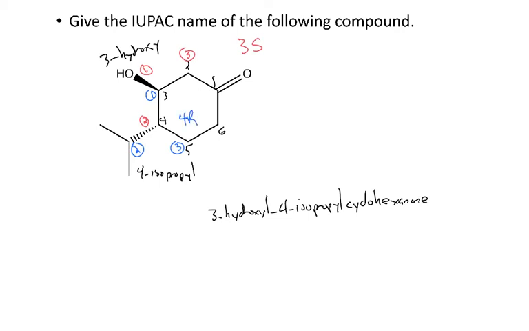So then to finish off my name, 3S, 4R. I'm sorry, and I made a mistake here. I wrote hydroxyl. It's not letting me erase it, but this should just be 3-hydroxy-4-isopropylcyclohexanone.